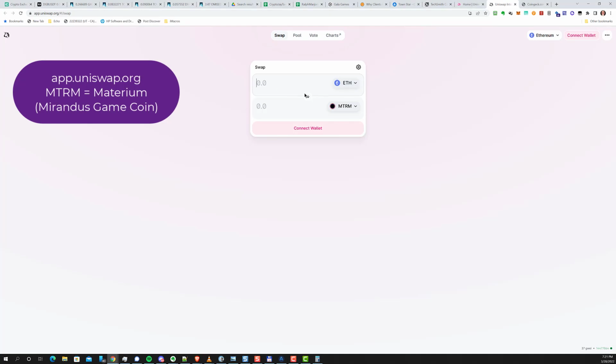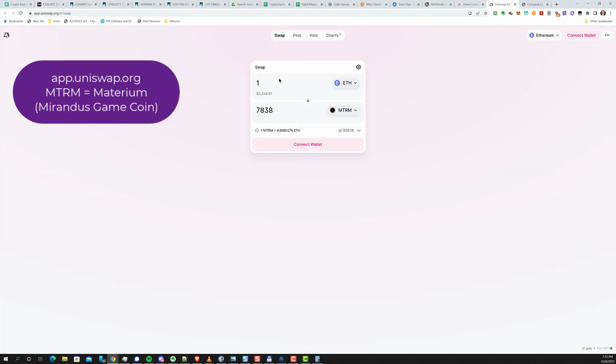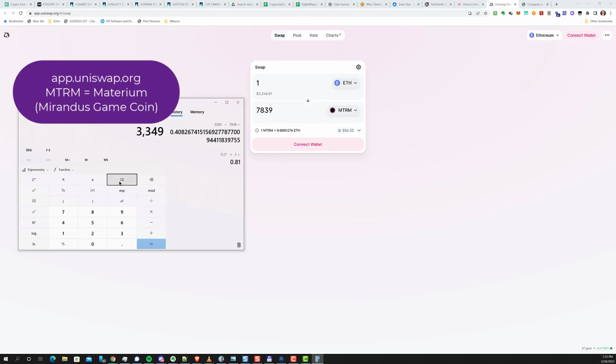So what you could do here, just for example, is put in 1 Ethereum. I just looked up the price here. We're at 33.49 for Ethereum. Pull up the calculator. By the way, 33.49 will give you 78.39 Materium. I guess that's going to be about 50 cents. So take this divided by 7752. That's the price. Yeah, 43 cents.